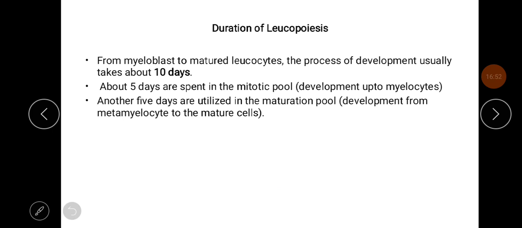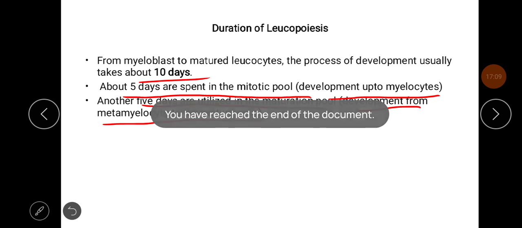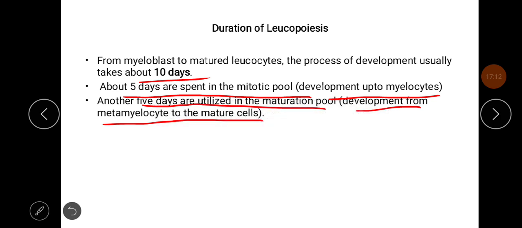From the myeloblasts to mature leukocytes, the process of development usually takes around 10 days. About 5 days are spent in the mitotic pool, development up to the myelocytes. Another 5 days are utilized in the maturation pool, that is development from metamyelocyte into mature cells. So this is all about leukopoiesis in brief.